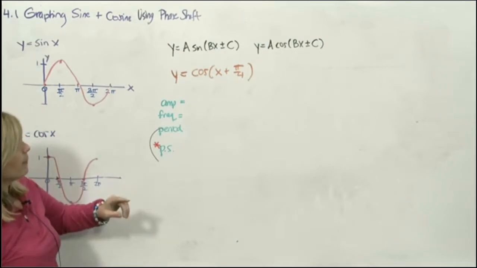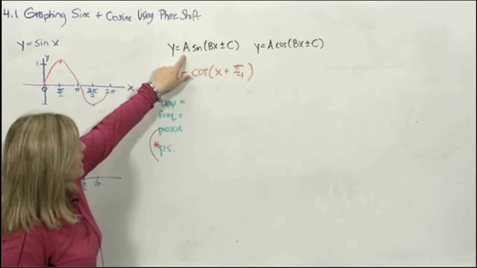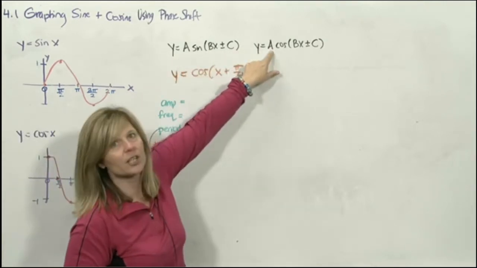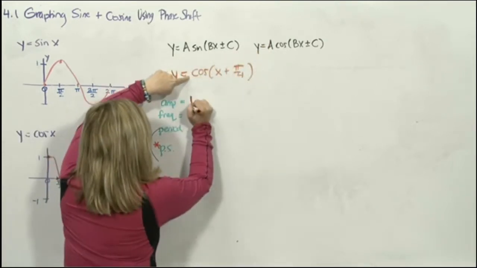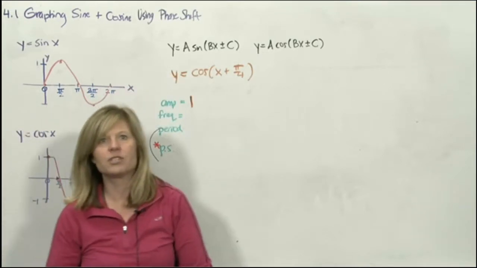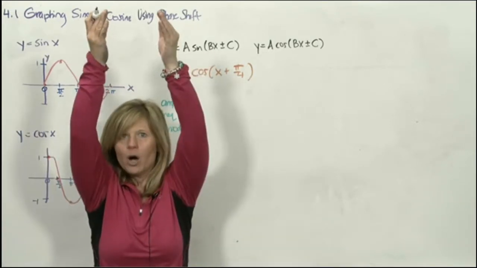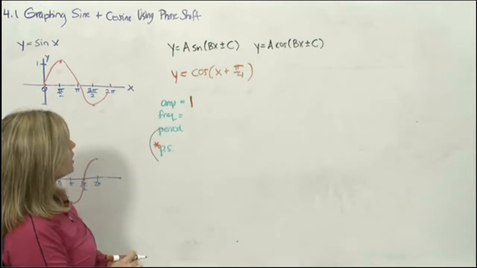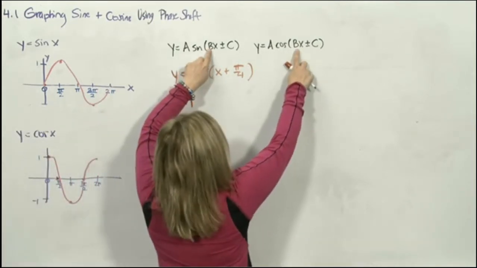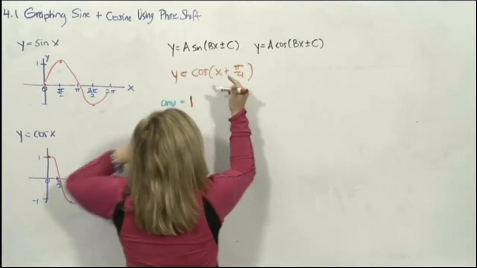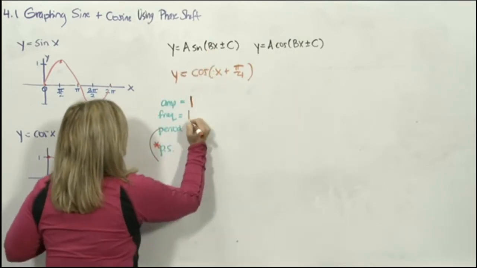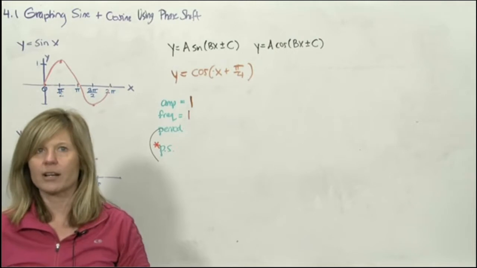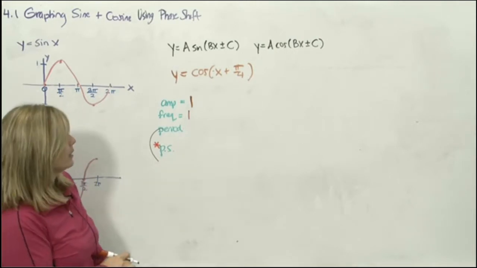All right, what's our amplitude? Amplitude is A. It's always in front of the trig function connected by multiplication. It's still a 1. What does amplitude tell you? How high? We're going to go up 1, down to -1. Okay, what is our frequency? Our frequency is always the number connected to x by multiplication. It's also 1. So that's good. I only want to draw one cosine curve.